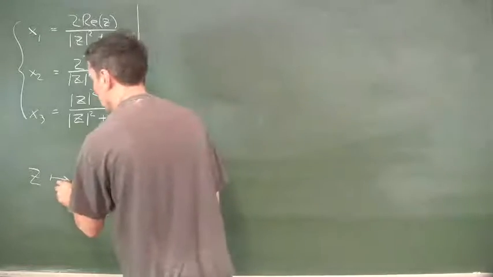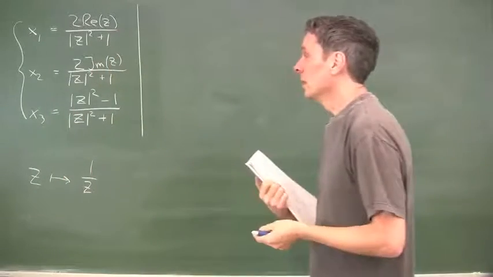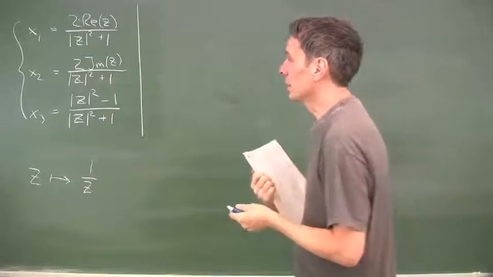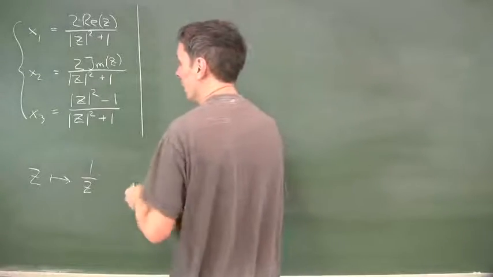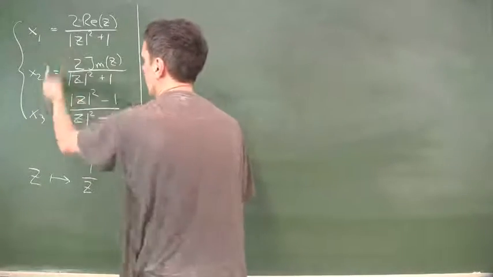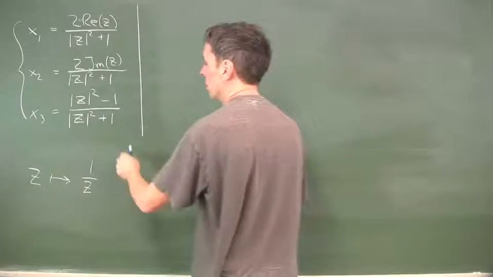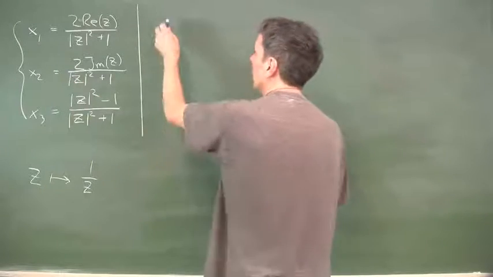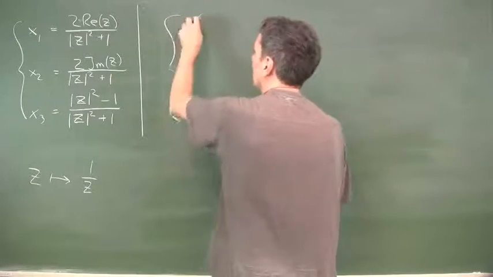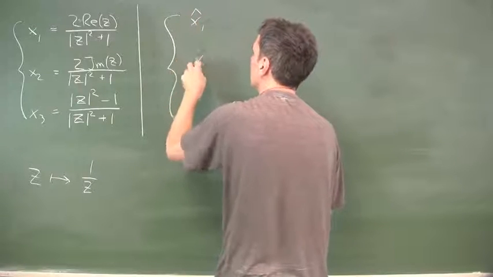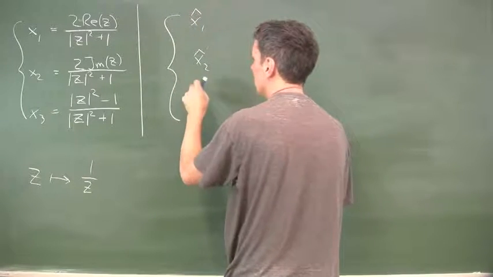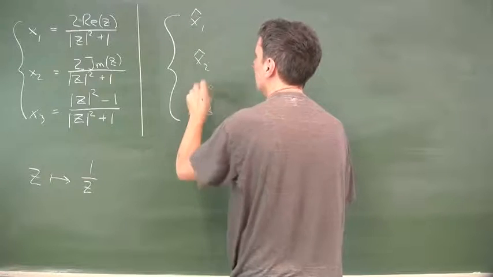So what will this correspond to on the Riemann sphere? Well, remember these are the equations we have for the point corresponding to z. So let's now write down the point corresponding to 1 over z, which I denote in this way.